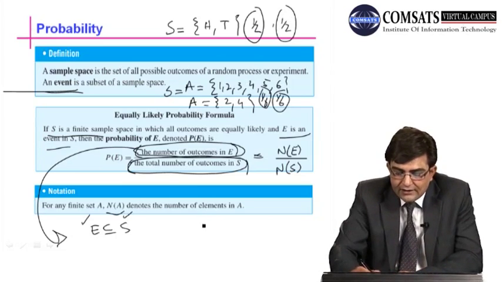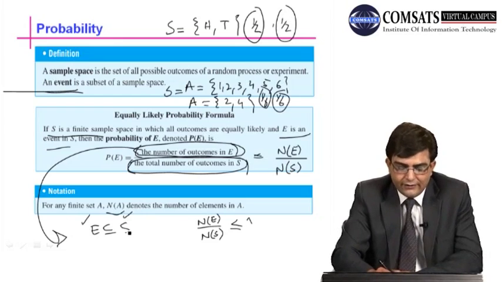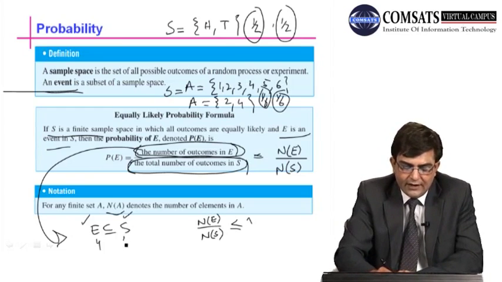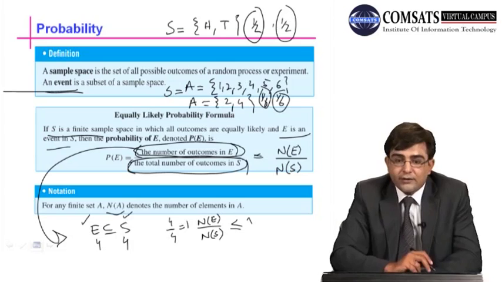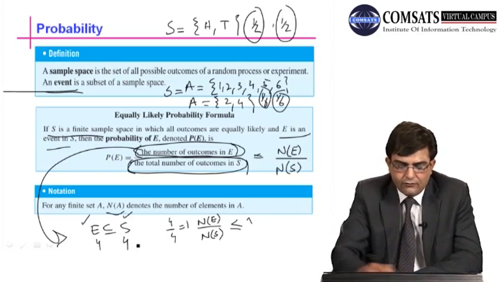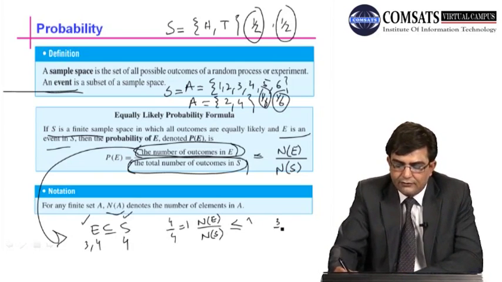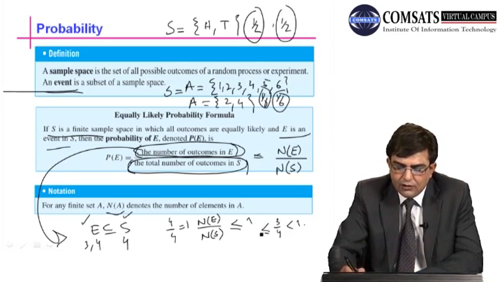So it means that the number of elements in E divided by the number of elements in S must be less than or equal to 1. Equality comes here if E is an improper subset of S, that is, E contains as many elements as S. For example, if E contains 4 elements and S contains 4 elements, then 4 divided by 4 is 1. If E contains fewer elements than S, for example E has 3 elements, then 3 by 4 is less than 1, and this probability must be greater than or equal to 0.